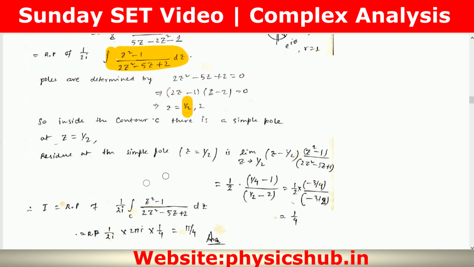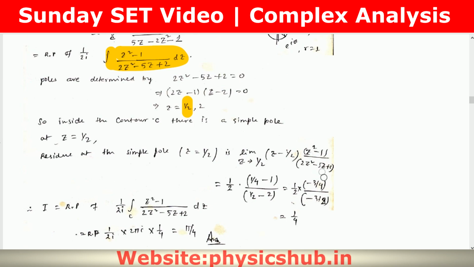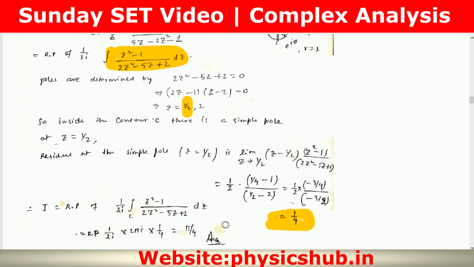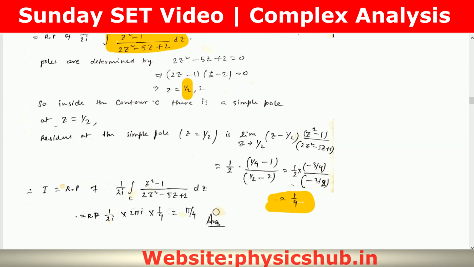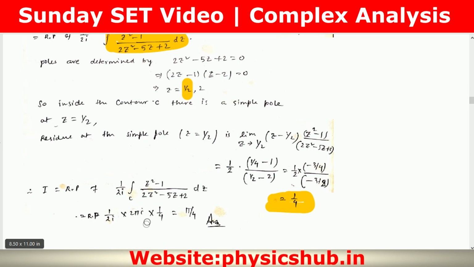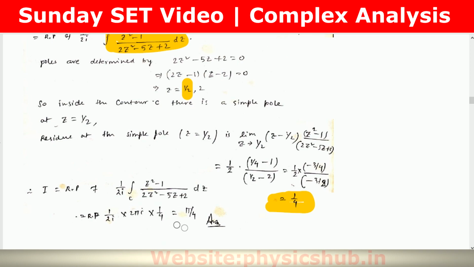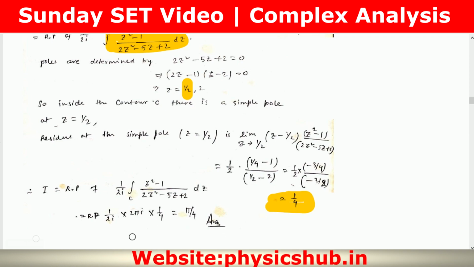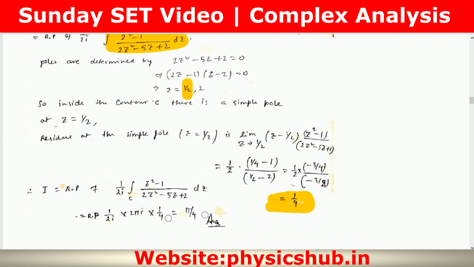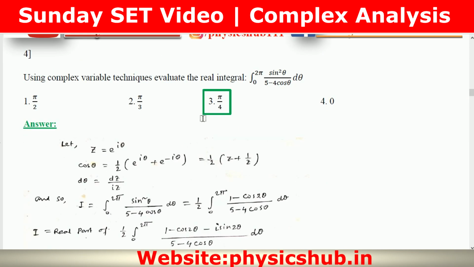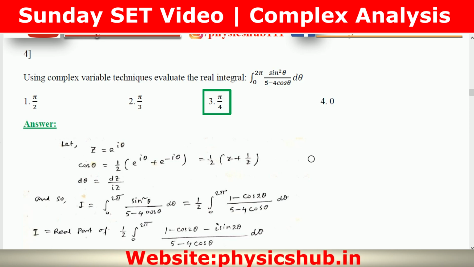Now the residue at the simple pole z = 1/2 is this. We have used the standard formula and we got the residue at z = 1/2 as 1/4. Therefore the integration is the real part of 1/(2i) into the integration of this. So 1/(2i) integration is 2πi into the sum of the residues. Using Cauchy's theorem we are getting π/4, because there is no imaginary term, so it is a real term. So the real part of this π/4 is π/4, and it is matching with option 3. So option 3 is the correct option.